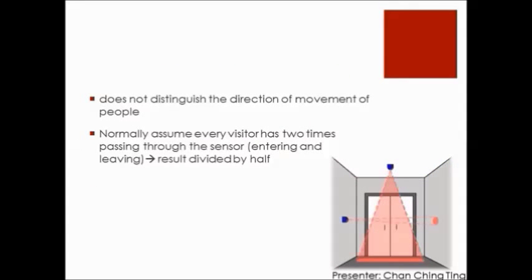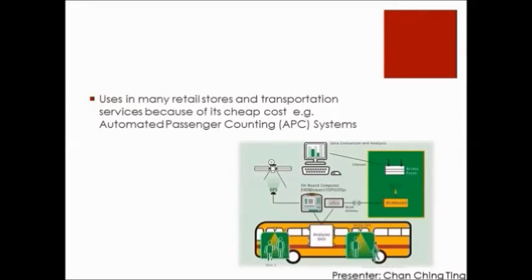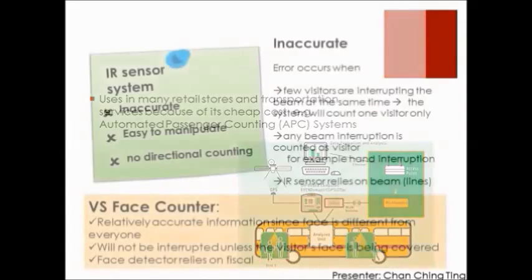However, it does not distinguish the direction of movement of people. Therefore, normally it assumes every visitor has 2 passes through the sensor, entering and leaving. The obtained result will be divided by half. Because of its cheap cost, it is used in many retail stores and transportation services, for example, automated passenger counting systems.